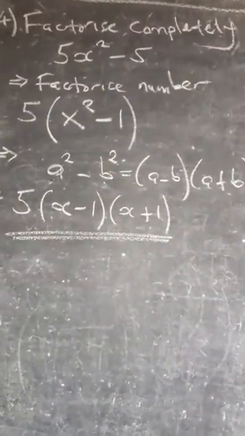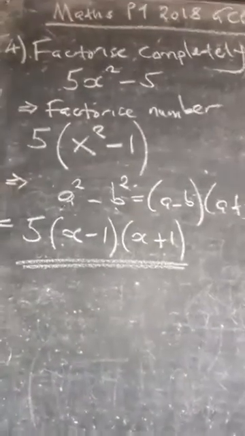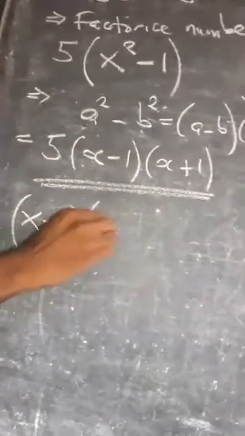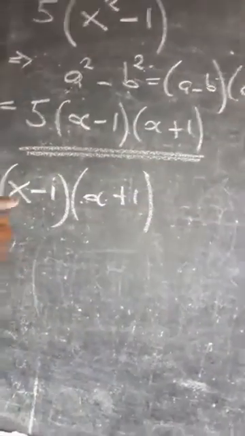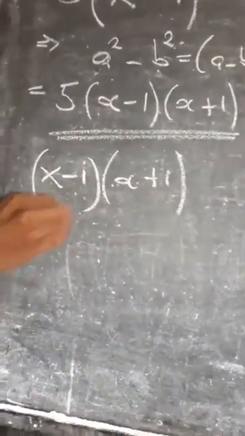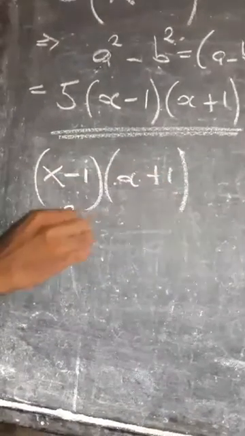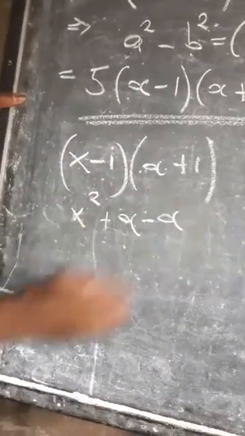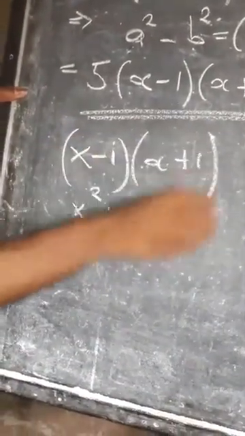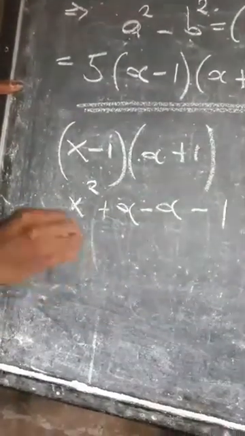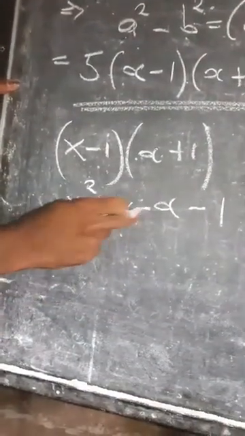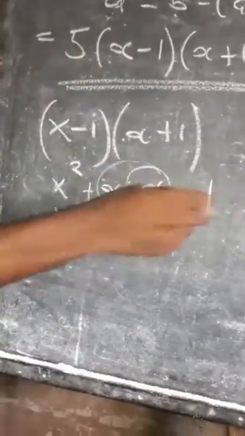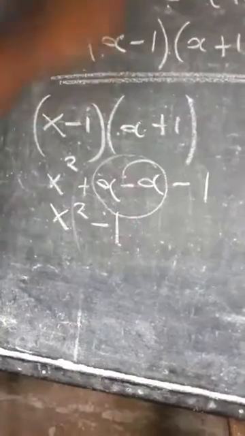So if you want, you can prove it. Okay, let's prove it. So this is the final answer. So let's try and do x minus 1, x plus 1. X by x, that's x squared. X by 1, that's plus x. Negative 1 by x, that's negative x. Negative 1 by positive 1, that's negative 1. So it's x squared plus x minus x, this is just a 0. So this goes, then minus 1. Back to that one.